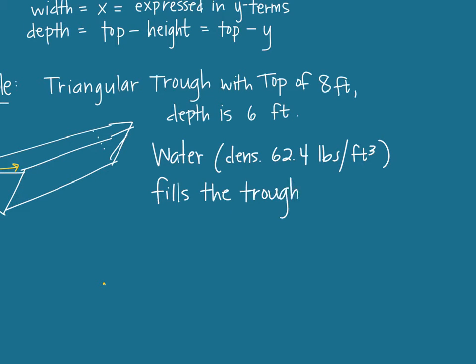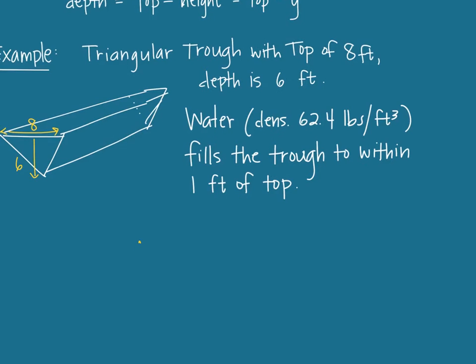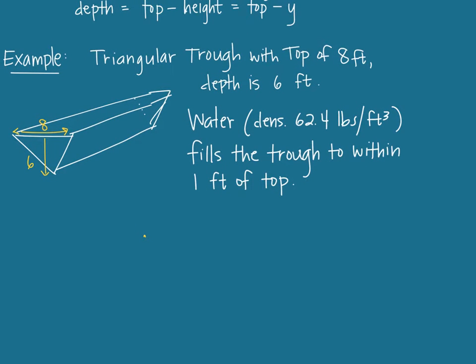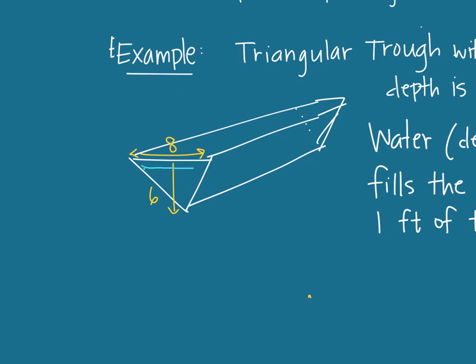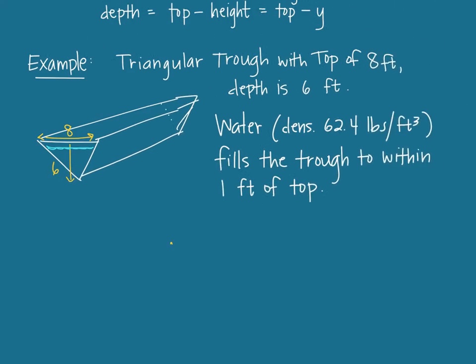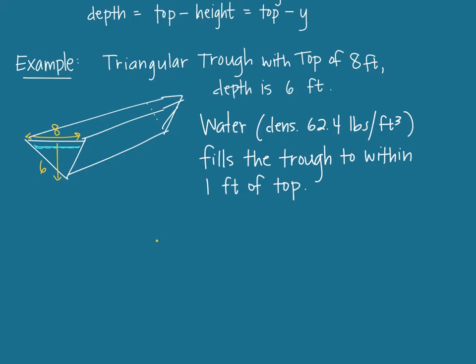All right, so water fills the trough to within 1 foot of the top. So it's not totally full. If I were to put my water on there, my water would be up to about right there. That's the water level. We want to figure out how much fluid pressure, how much force is being exerted on the sides of this trough.